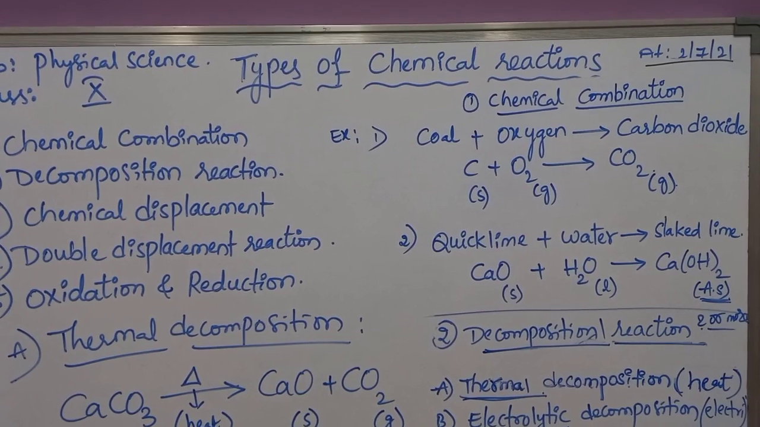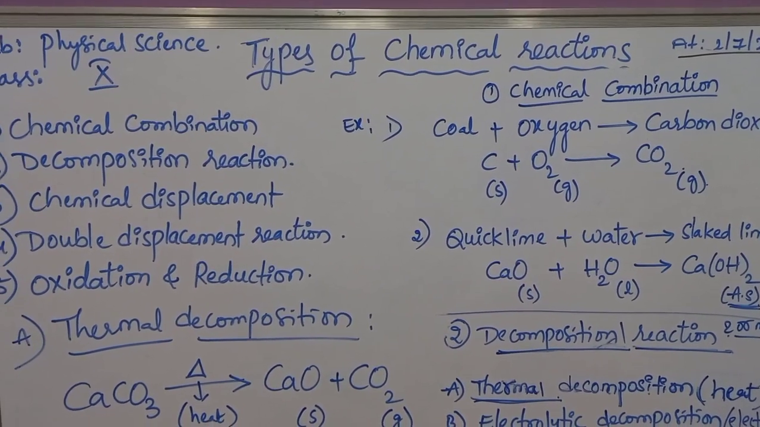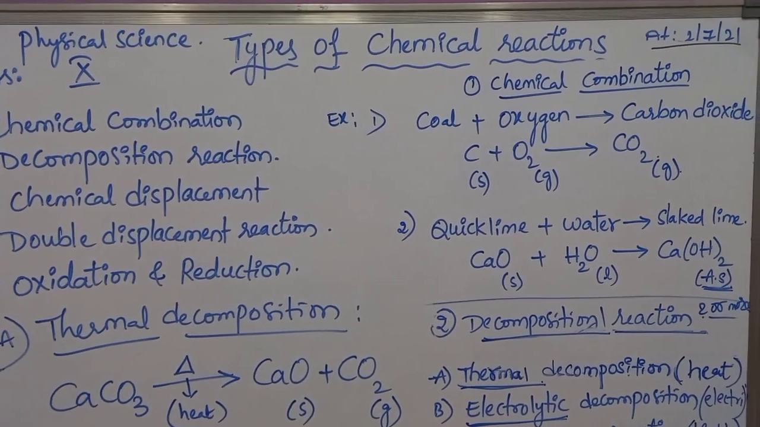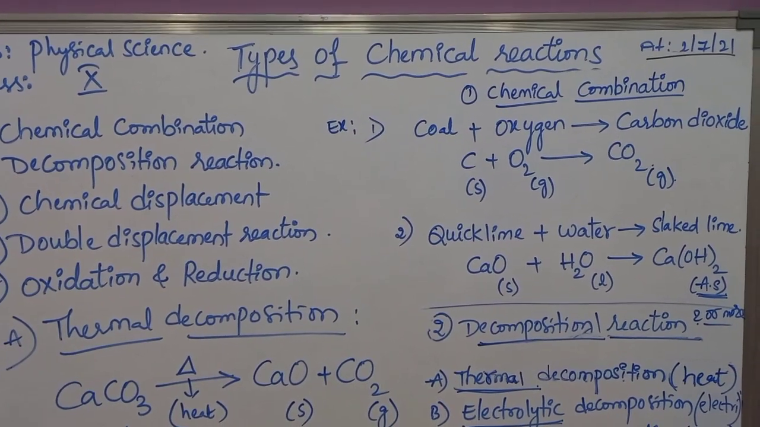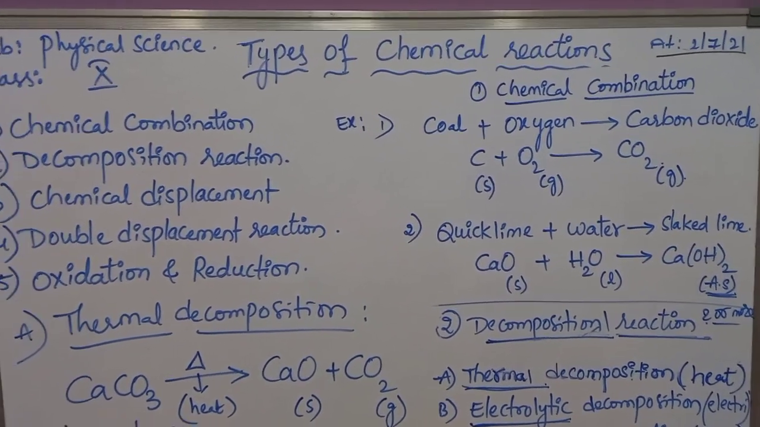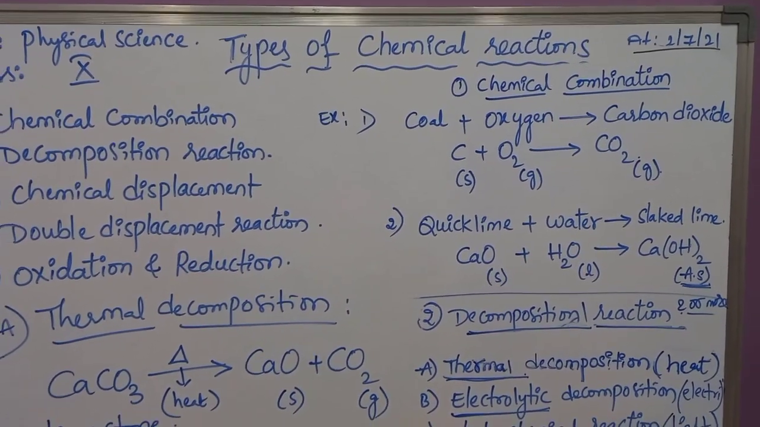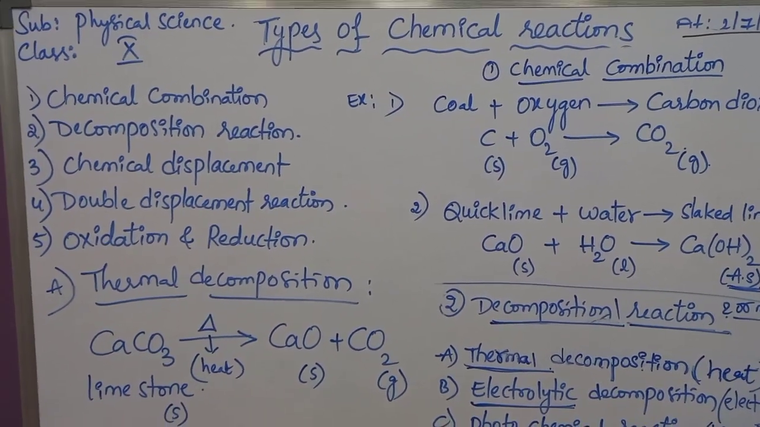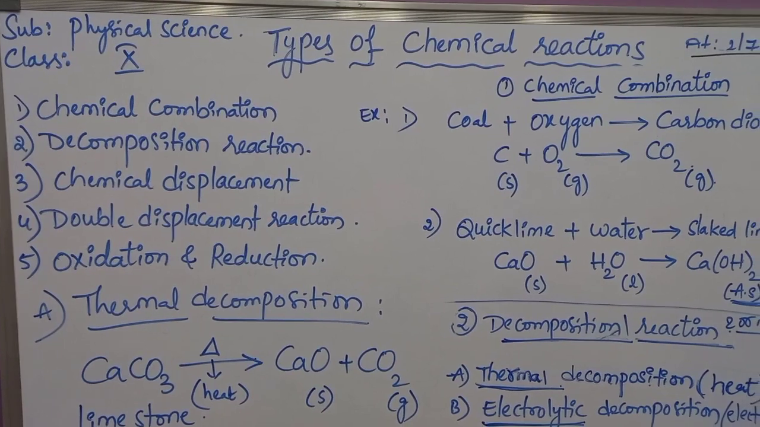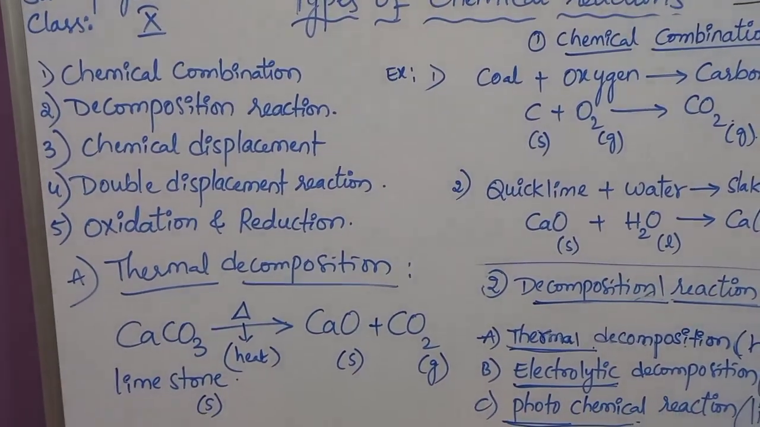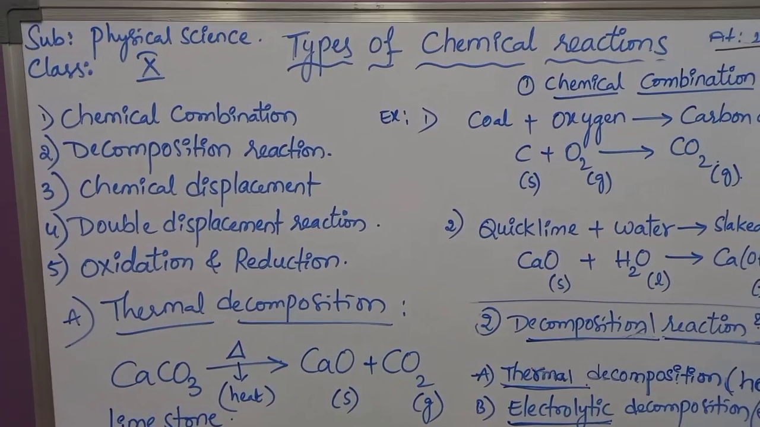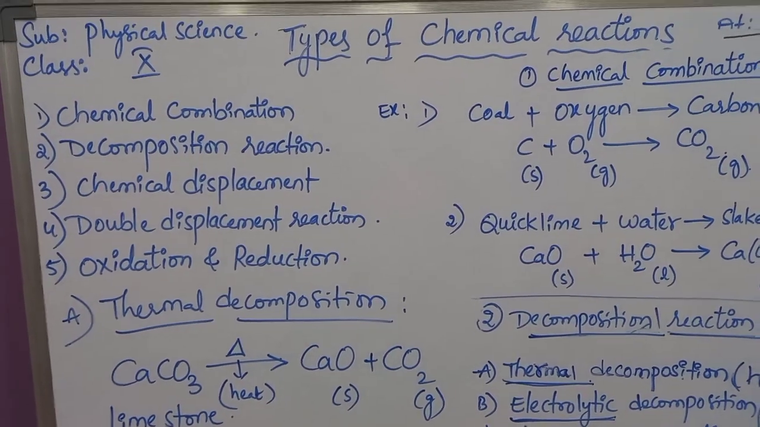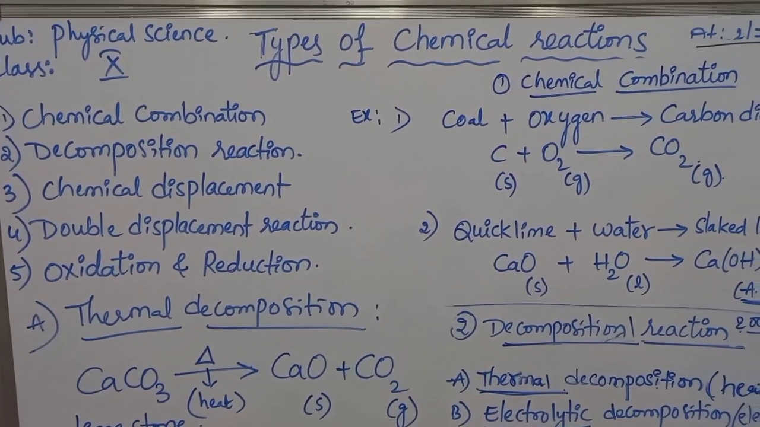So in the lower classes you have learned about physical changes and chemical changes. A physical change is one in which no new products are formed, whereas in a chemical change new substances are always formed. So a chemical change can be represented in the form of an equation, which is called a chemical reaction. In that chemical reaction, mainly it has reactants and products. The substances which undergo chemical change in the reaction are called reactants, and the newly formed substances are called products.